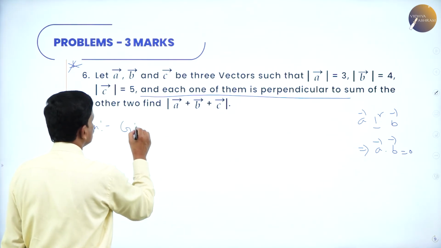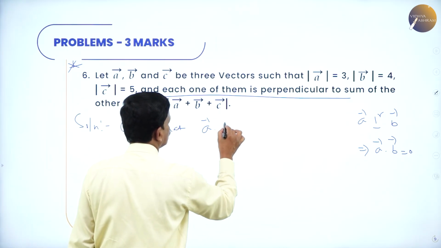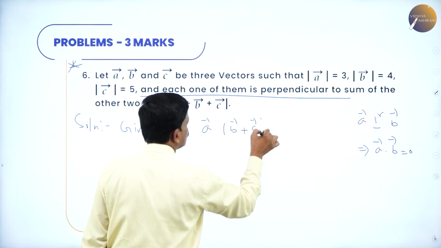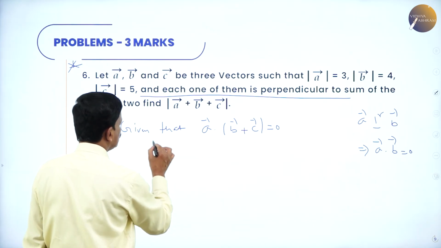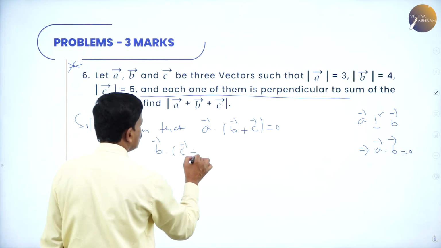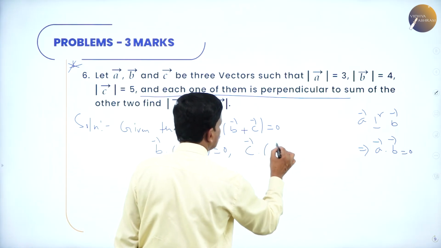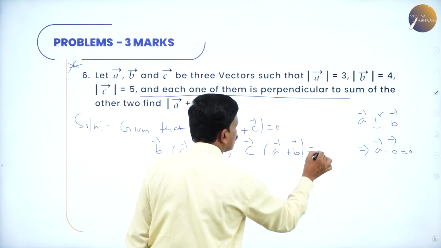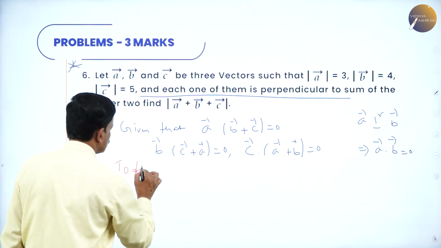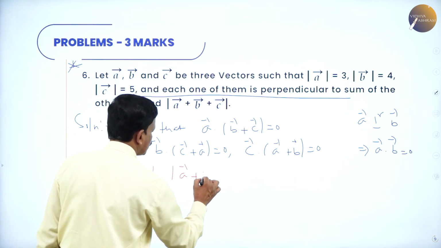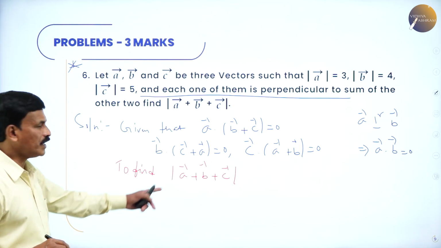Given that each vector: A dot B plus C is equal to 0. This is given. Again A dot B plus C. Similarly B dot C plus A is also equal to 0. And similarly vector C dot A plus B is also equal to 0. This is the given condition. What is required to find? To find length of vector A plus vector B plus vector C. Okay. Now square this.